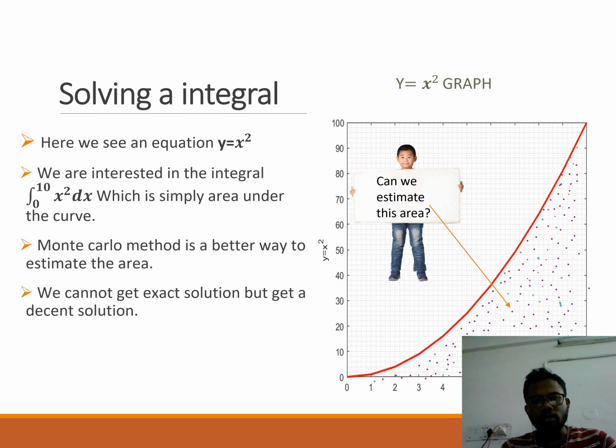Now I will try to solve the integral from 0 to 10 of x squared dx, which is simply the area under the curve. Can we estimate this integral using the Monte Carlo method? Using the Monte Carlo method, we cannot get the exact solution of this area, but we get a decent solution. If we increase the number of random samples in the graph, we can get closer.